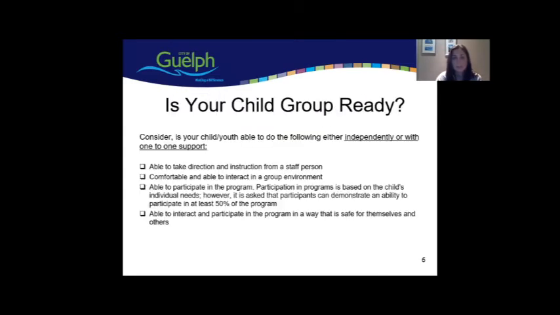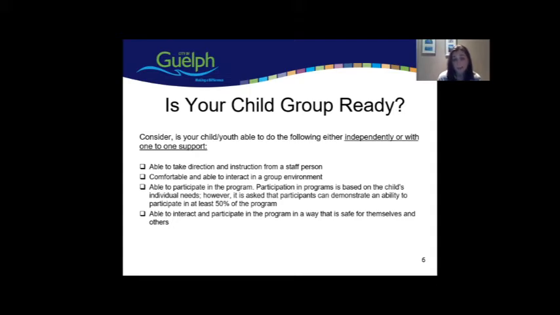So talking specifically about inclusion and supports, one thing we talk about when you're considering camps or any recreation program for your child is thinking about, is your child group ready? We've got a little bit of a checklist. Your child may be able to do lots of these things independently, or they may need extra support with one-to-one support. So thinking about, is your child able to take direction and instruction from a staff person?